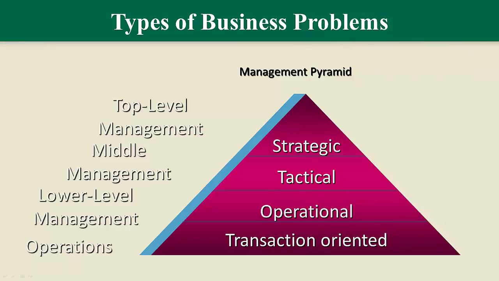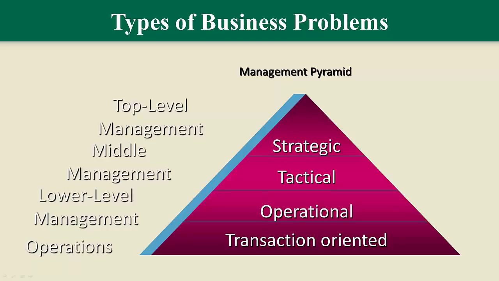The management pyramid gives a traditional view of a company. At the bottom are day-to-day business operations and transactions. For example, inventory procurement with its distinct events such as purchase requisition, purchase order, goods receipt, invoice payment.